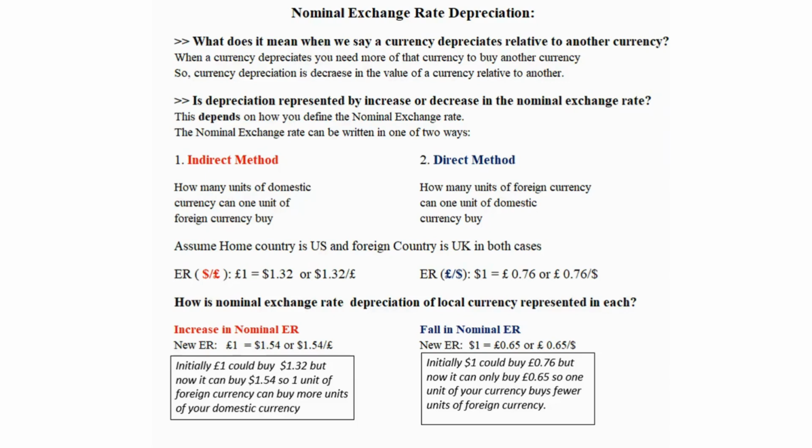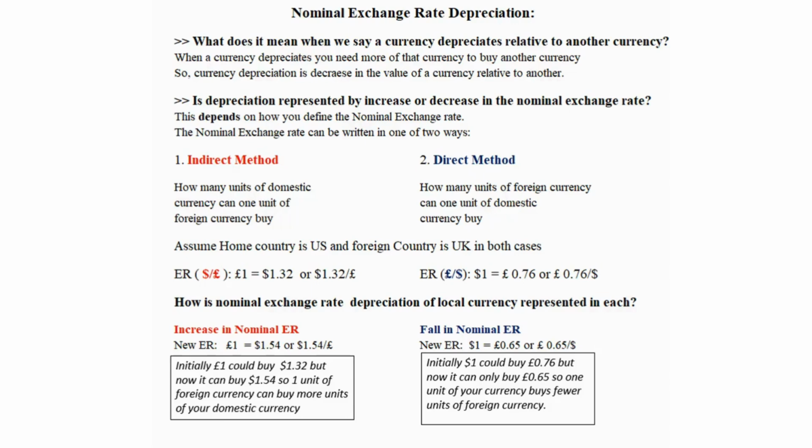Well, this depends upon how we define the nominal exchange rate. It can be defined in one of two ways. First is the indirect method, where we write it in terms of how many units of domestic currency can one unit of foreign currency buy. Here, assume US is the home country and UK is the foreign country. So in this case, you can write your nominal exchange rate using the indirect method as $1.32 per pound, which means that you can get 1.32 units of the domestic currency dollar with 1 unit of the foreign currency pound.